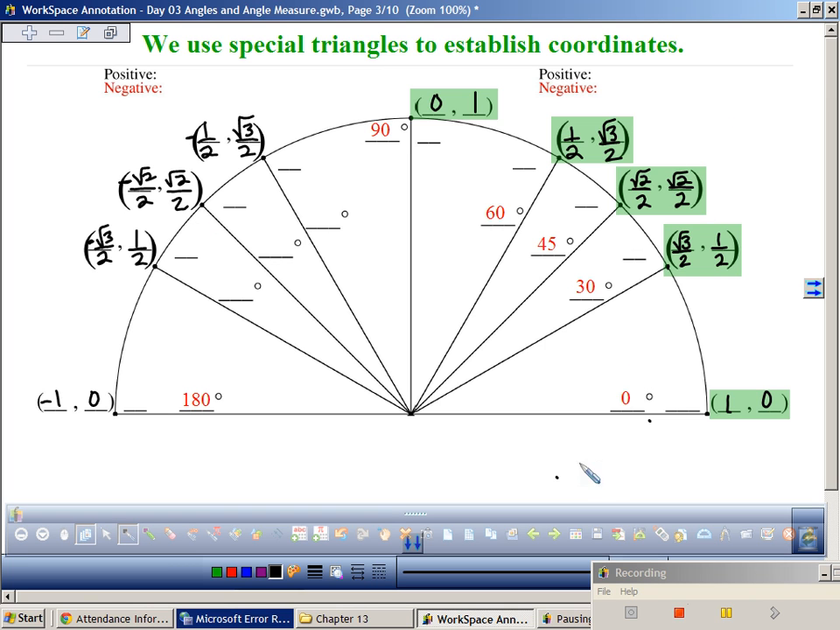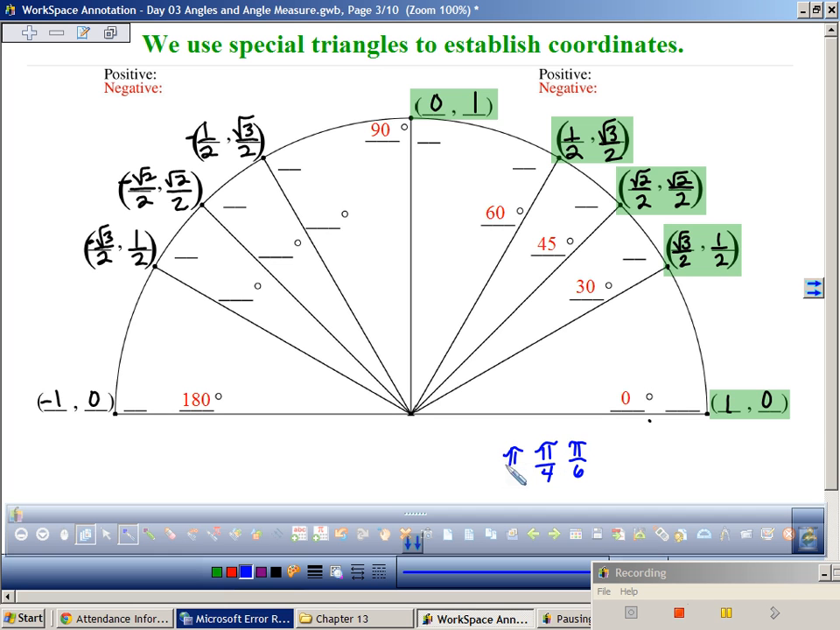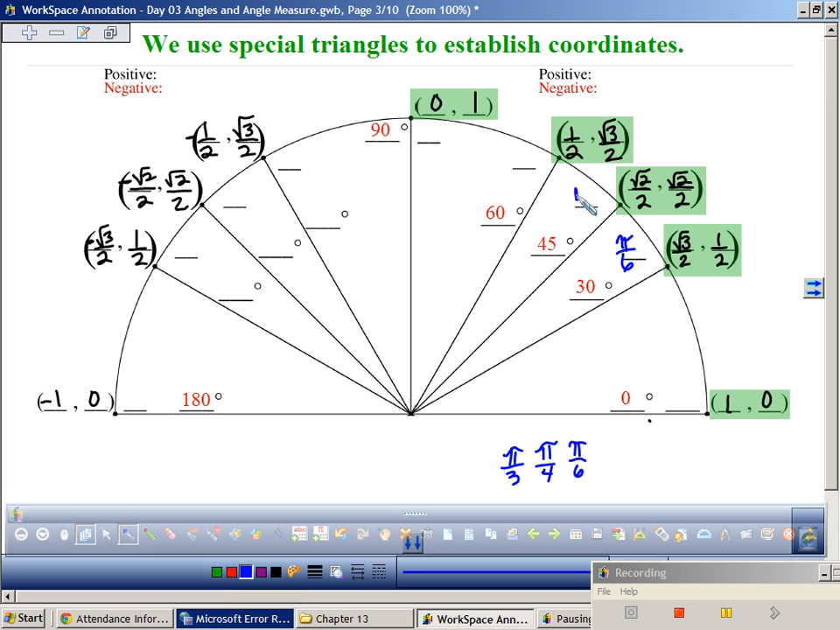Okay, so let me change my color. If my choices were pi over 6 and pi over 4 and pi over 3, which one is the smallest? 6, because a sixth of something is smaller than a third of something. So this is pi over 6, pi over 4, pi over 3.